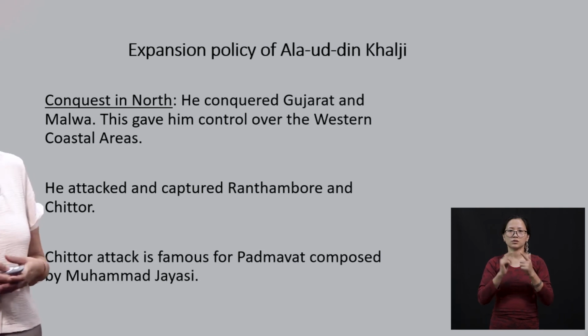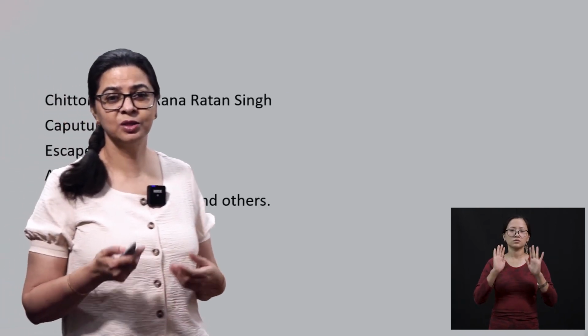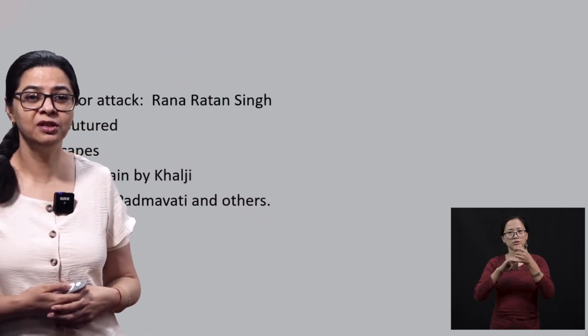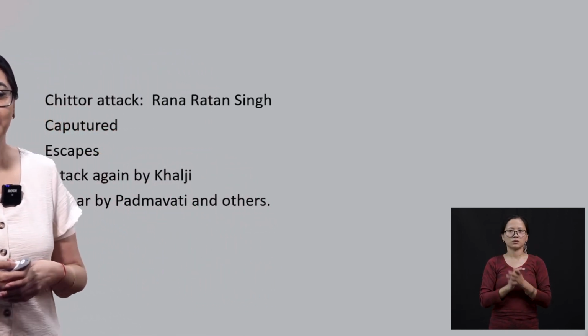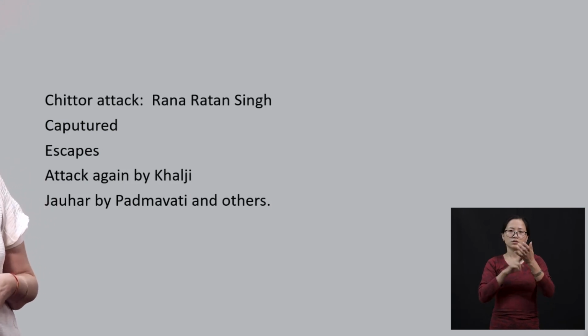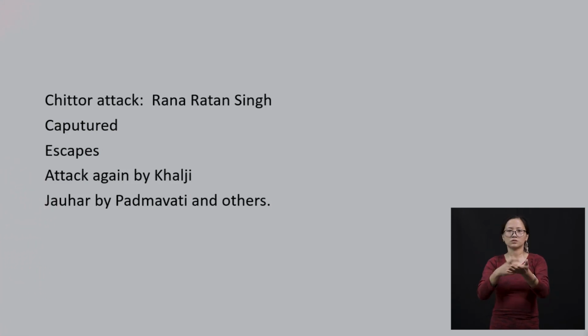Padmavat was written by Malik Muhammad Jayasi. We also had a movie which was based on this capture. So Rana Ratan Singh is the king or ruler of Chittor. He is captured, and Rana Ratan Singh escapes after he has been captured. And then he's again attacked by Khilji. He wanted to actually get Padmavati, who was supposed to be a very beautiful queen. But the moment Khilji attacks for the second time, Padmavati, along with the other women and the queen, performs Jauhar, that is, dying by fire.